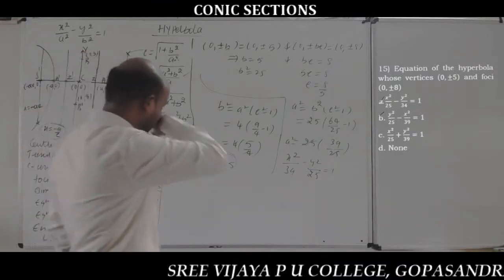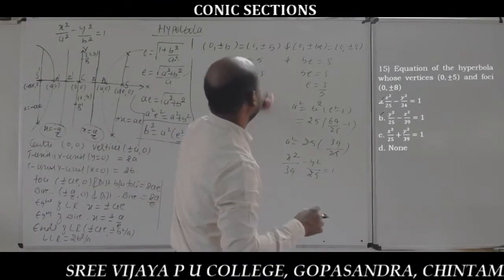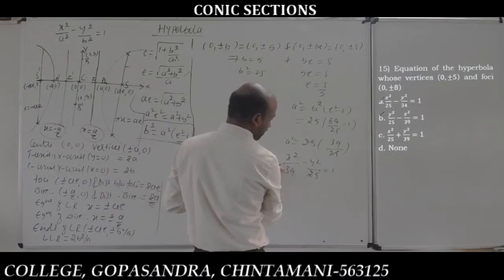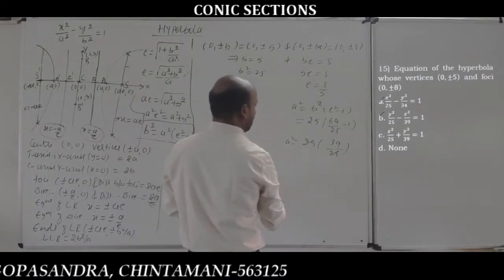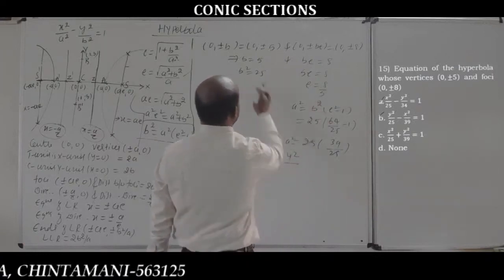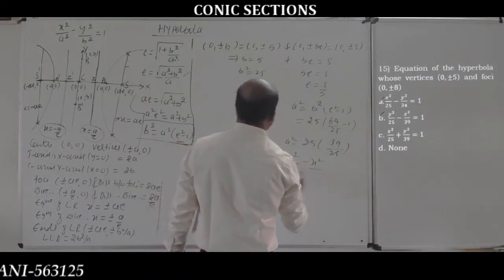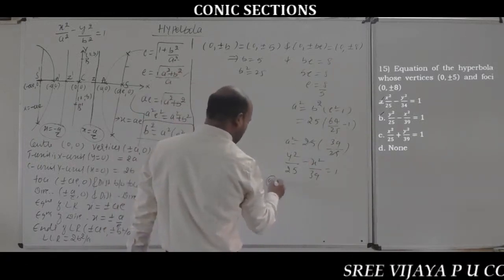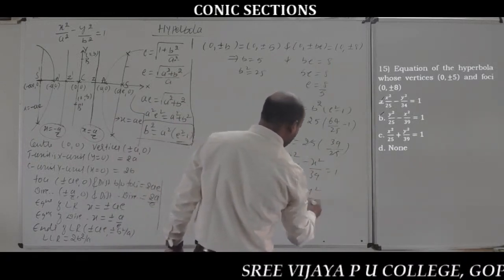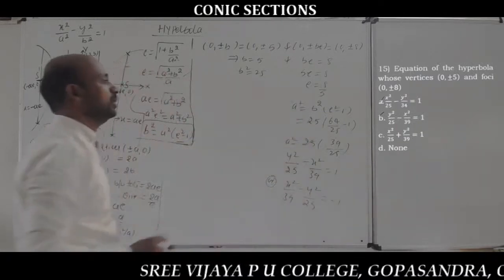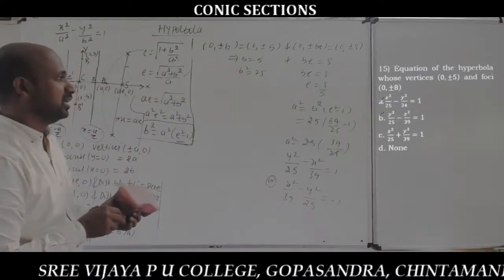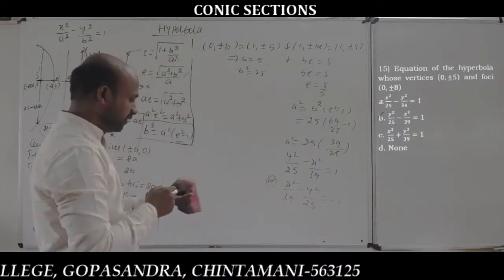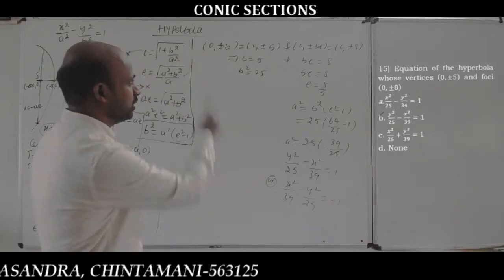Sorry, for the conjugate hyperbola, x square by a square minus y square by b square equals 1 should become y square by b square, where b square is 25, minus x square by a square, where a square is 39, equals 1. If you want to write it another way, x square by 39 minus y square by 25 equals minus 1. So it is y square by 25 minus x square by 39 is equal to 1. So option B is correct: y square by 25 minus x square by 39 equals 1, a conjugate hyperbola.